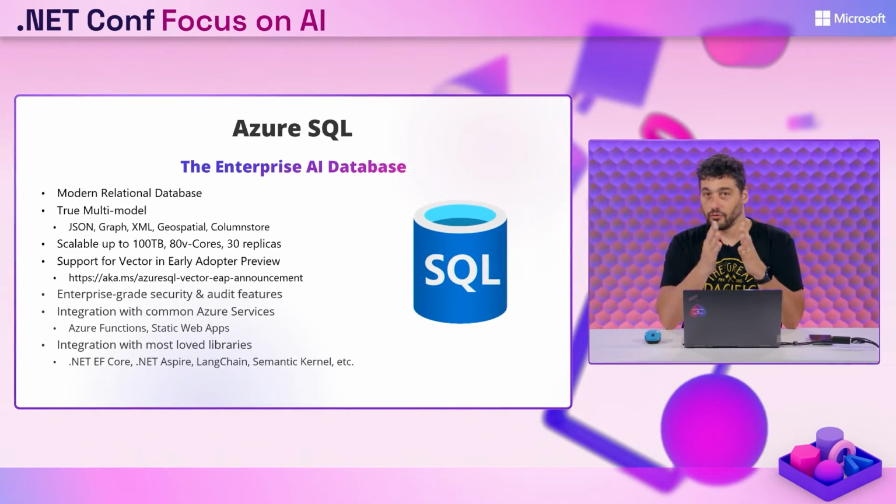So first of all, for those who don't know about Azure SQL yet, probably just a few, let's recap what Azure SQL is. Azure SQL is the enterprise AI database. It is a modern relational database with true multi-model support, which means that you can store JSON, graph data, even XML if you're still using it, geospatial, column store, and query all these things together. It's scalable up to 100 terabytes.